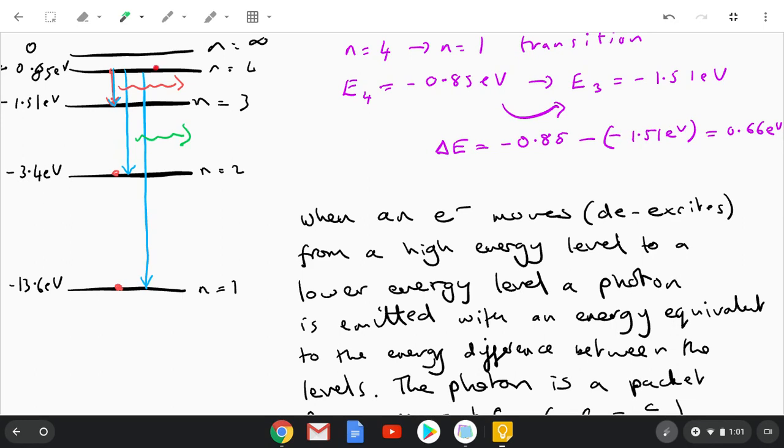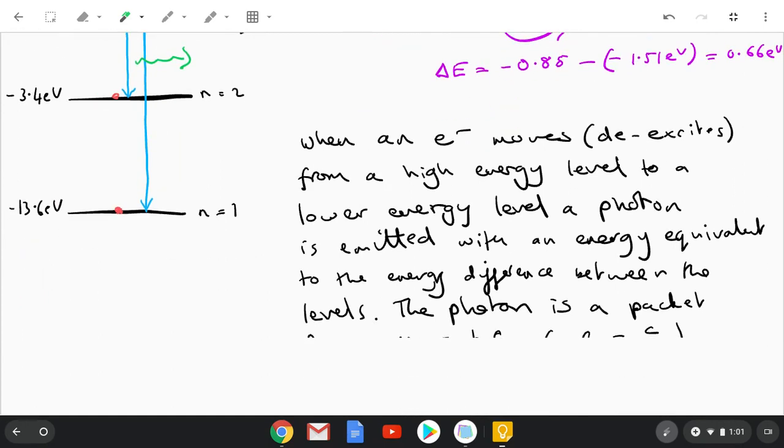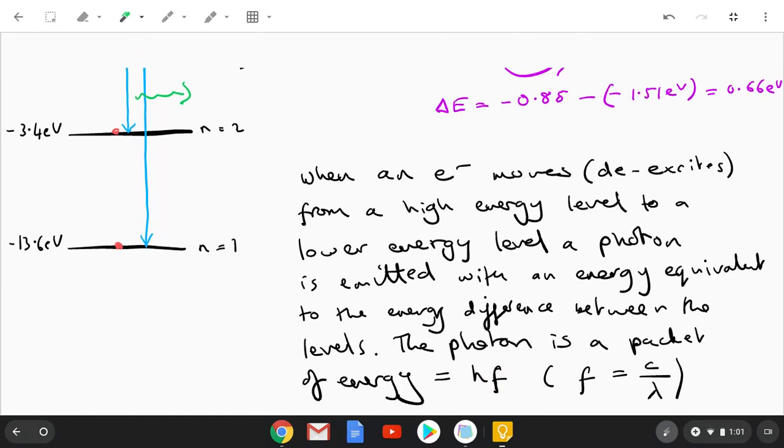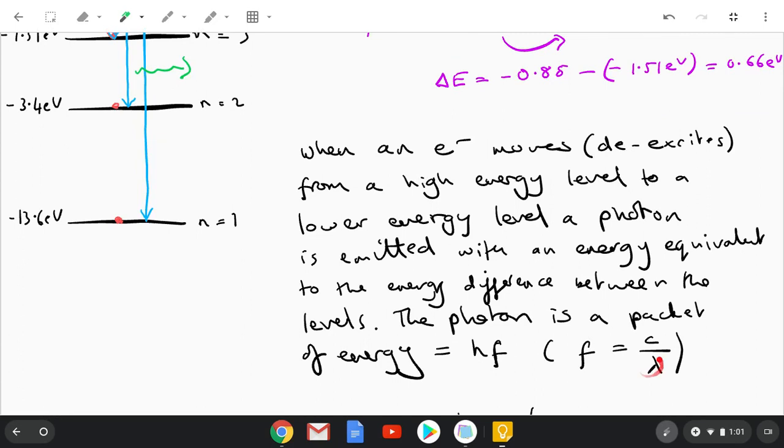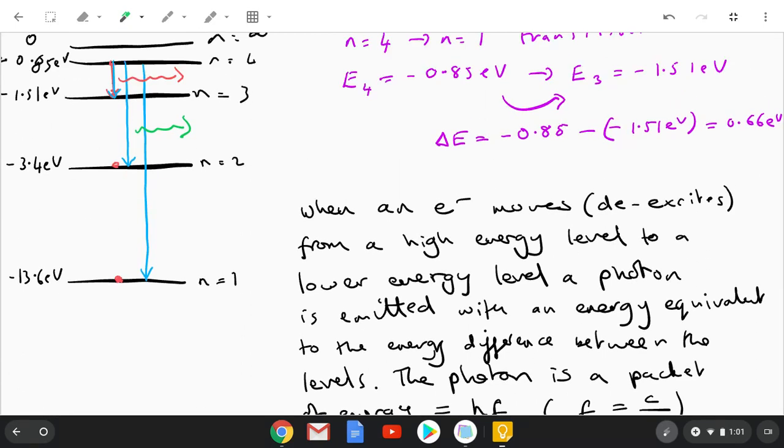If the electron jumps from, let's say, the n equals 4 level to the n equals 1 level, that's a bigger jump, bigger energy difference. That means that this photon is going to have a high frequency and an even lower wavelength emitted.